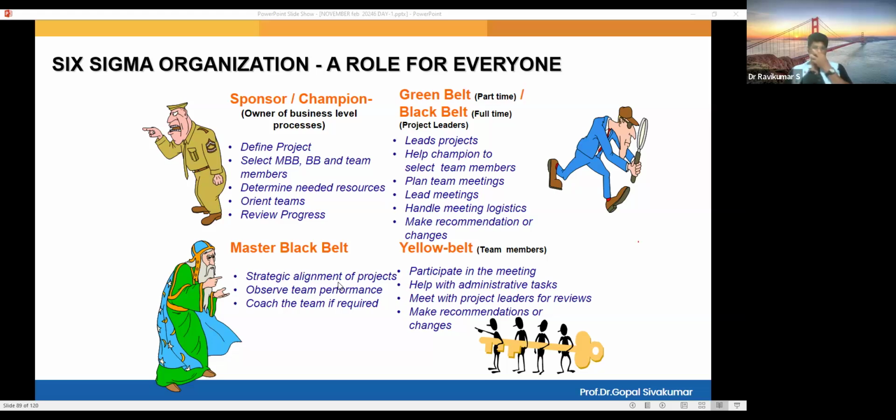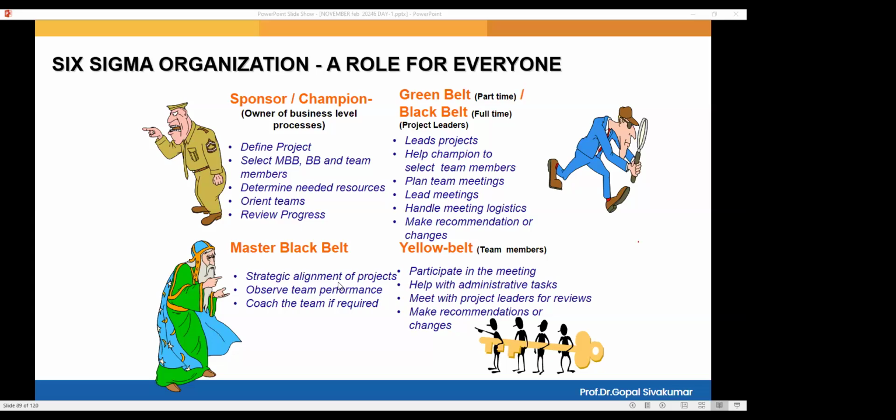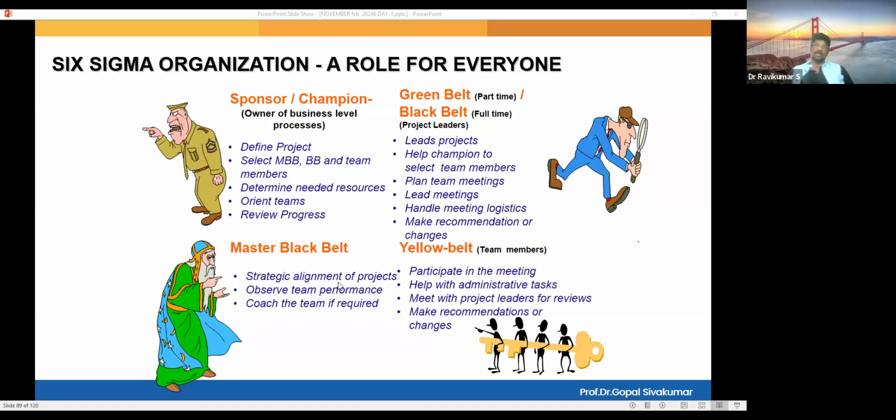Guys, do you get this? Yes, it must have alignment with that. Then only Six Sigma will contribute towards the growth of the organization. So who has the responsibility of looking over this? It is the master black belt. They have the important responsibility of looking over this.